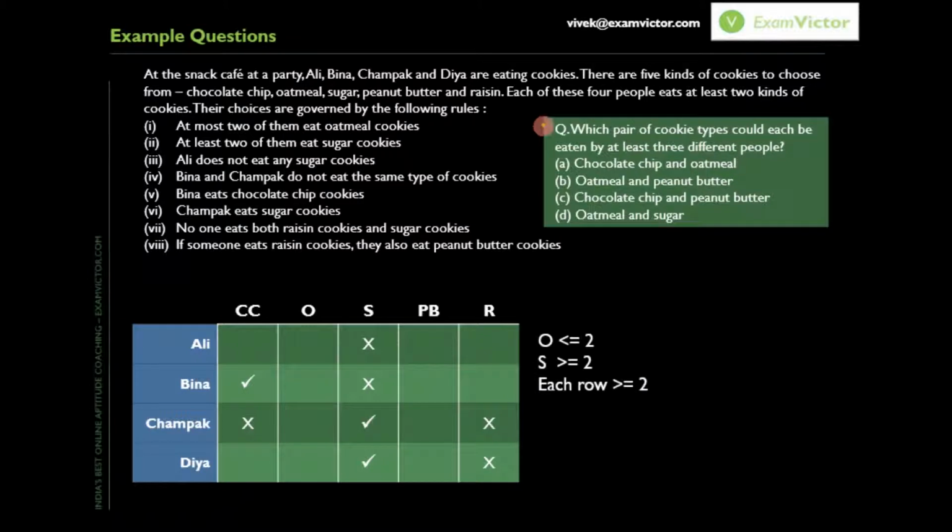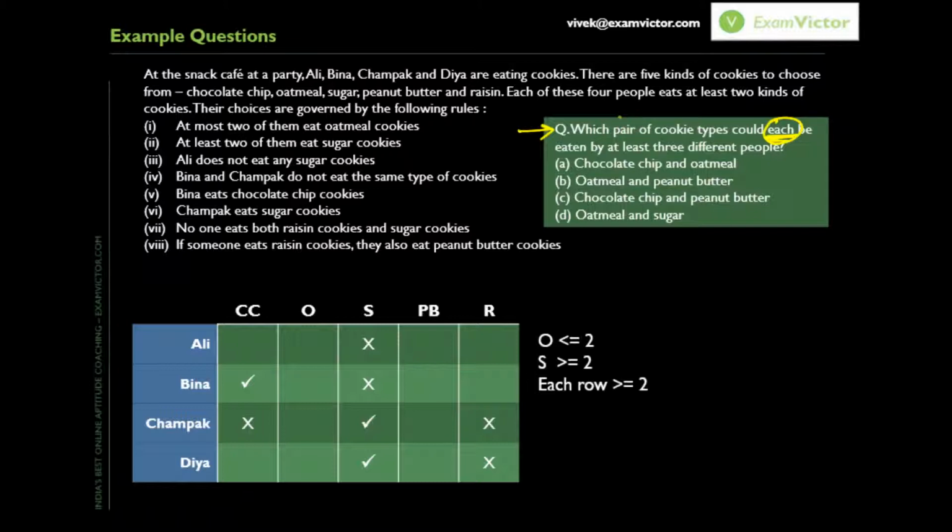This is a question where the whole thing revolves around the grammar of the question. If you are able to notice the important word correctly, the question is very easy. Otherwise, it's very hard. See, the question says, which pair of cookie types could each be eaten by at least 3 different people? The most important word according to me is each.